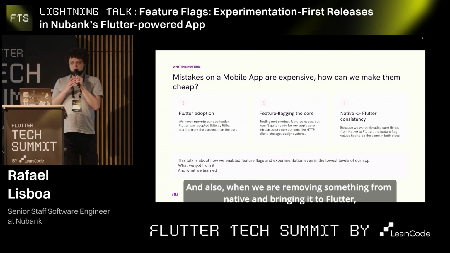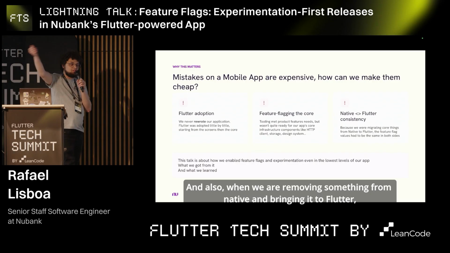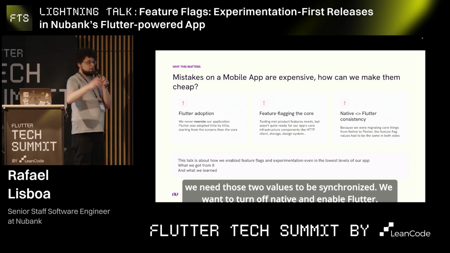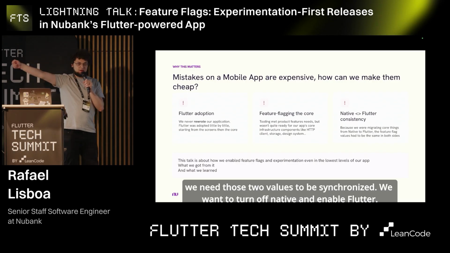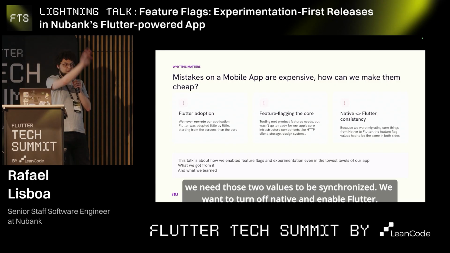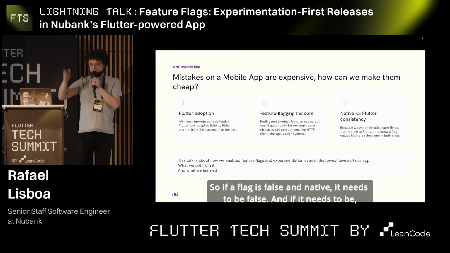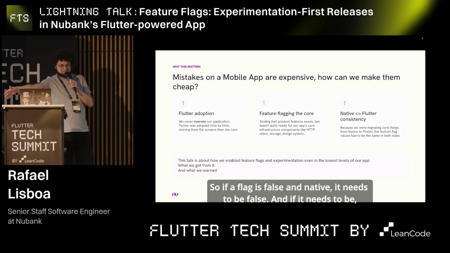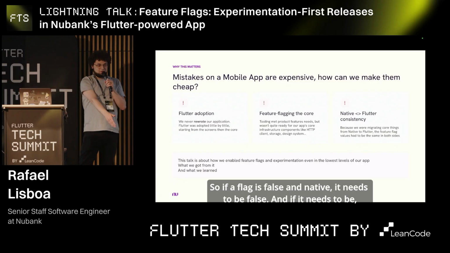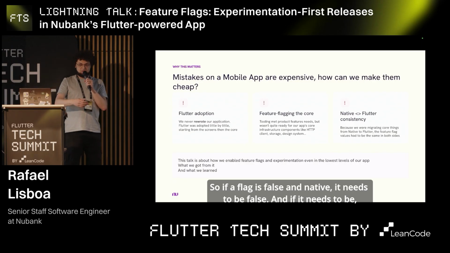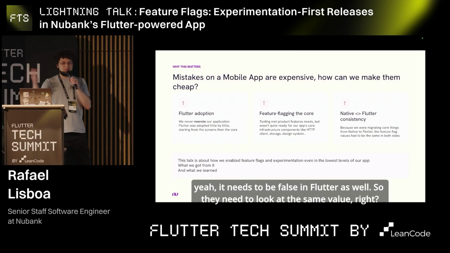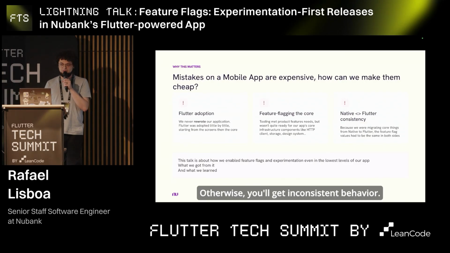Also, when we are removing something from native and bringing it to Flutter, we need those two values to be synchronized. We want to turn off native and enable Flutter. So if a flag is false in native, it needs to be false in Flutter as well. They need to look at the same value, right? Otherwise, you'll get inconsistent behavior.